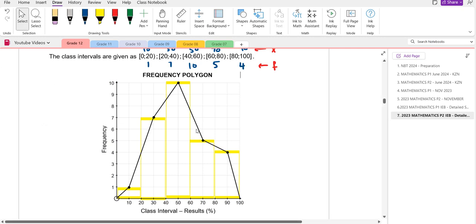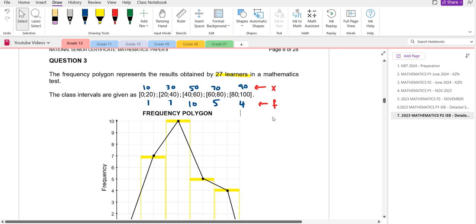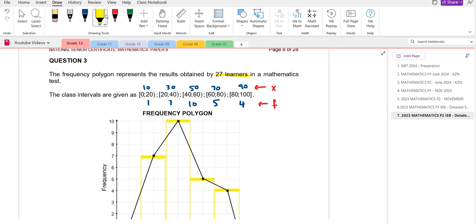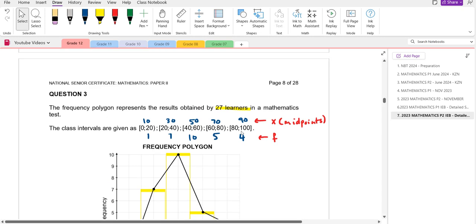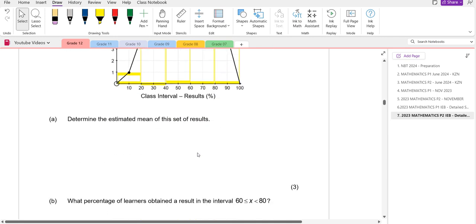Okay, so we got the midpoints, and we got the frequencies. All we need to work out is the cumulative frequency. Now let's check if this is 27. So 1 plus 7 is 8, plus 10 is 18, plus 9 is 27. So yes, we have 27 learners. Perfect. Determine the estimated mean of this data set.